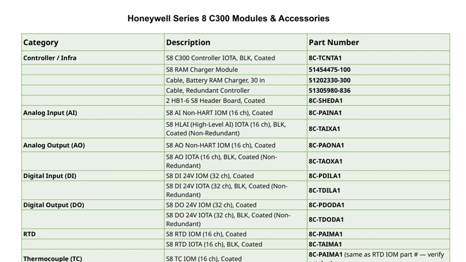Next, the RAM charger module, part number 51454475-100, is essential for power management, along with a 30-inch cable, 51202330-300, that connects the battery to the RAM charger. For redundancy and reliability, we also include a redundant controller cable, part number 51305988-36. Moving into the input and output modules, we have two types of headers.